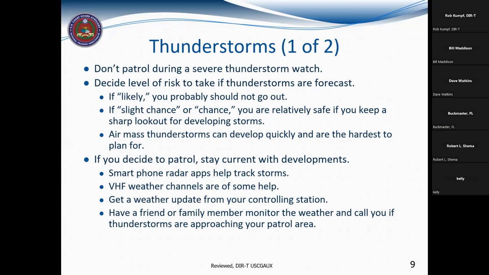If you do patrol, stay current with the developments. So I use my smartphone app. When we're having lunch, I'll pull it up. I'll see what the weather is going to do.